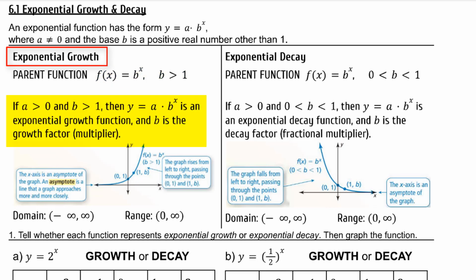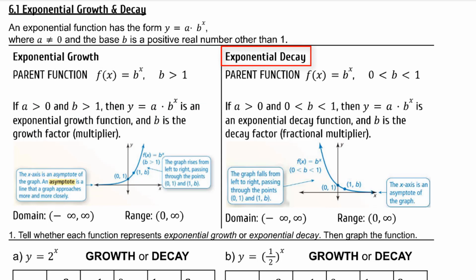If a is greater than 0 and b is greater than 1, then y equals a times b to the x is an exponential growth function, and b is the growth factor, also known as the multiplier. For exponential decay, your parent function is b to the x, but b is between 0 and 1. And if a is greater than 0 and b is between 0 and 1, then y equals a times b to the x is an exponential decay function, and b is the decay factor, which would be a fractional multiplier.